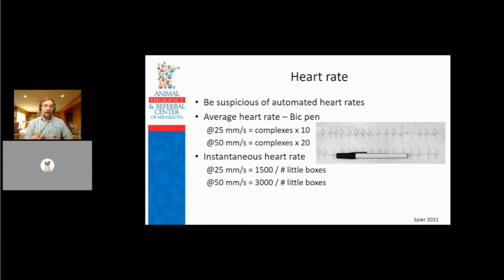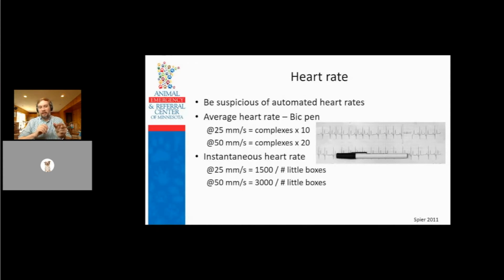Or where I often use it is if I have 2 early beats in a row, like 2 VPCs in a row, I'll get the instantaneous rate of just those 2 beats. And that will help me determine should I treat or not. Because if it's normal to slow, I'm probably not going to treat. But if you're having a couplet that's really fast, I may start thinking about wanting to treat that.